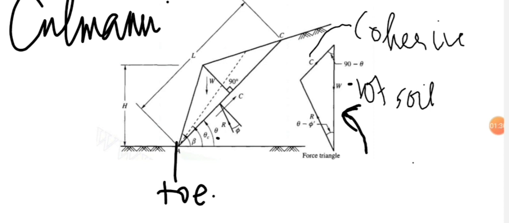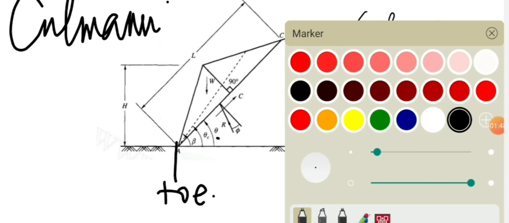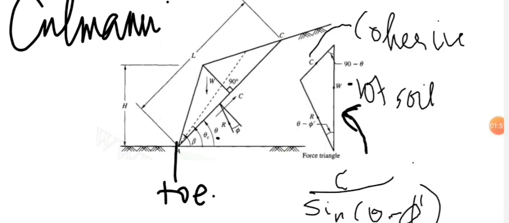Now from this triangle, he just found out the factor of stability. See, we can just apply sine law. That is for C by sine theta minus phi dash is equal to W by sine of theta minus phi plus 90 minus theta, 90 minus phi dash, so 180 minus 90 minus phi dash will give 90 plus phi dash. So sine of 90 plus phi dash is nothing but cos of phi dash.